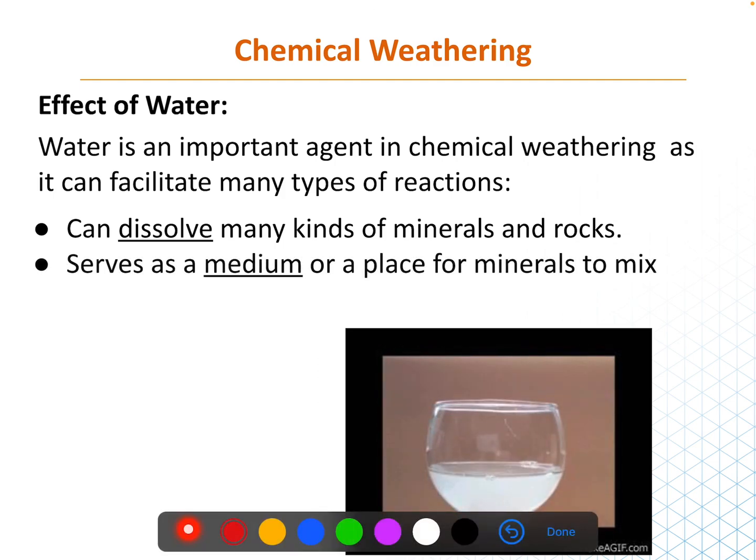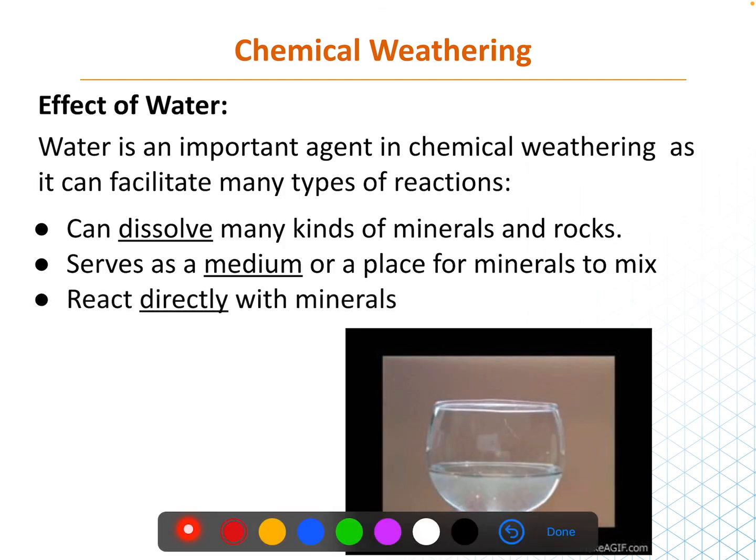And this one's kind of strange. It can serve as a medium, or a place, for minerals to mix. So if I take mineral or substance A and mineral or substance B and mix them together in water, sometimes those things can mix together and create what we call precipitates, or different solids that can only form in water. So they sort of need this area to mix, and that's one of those key factors of water.